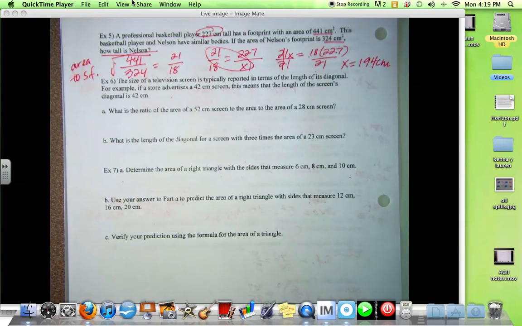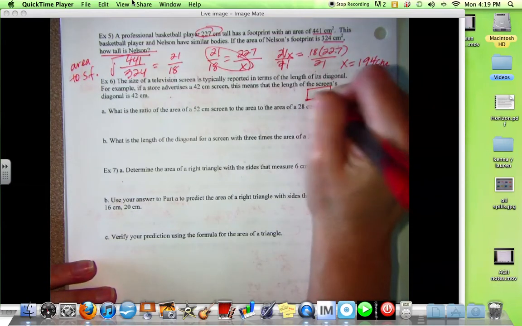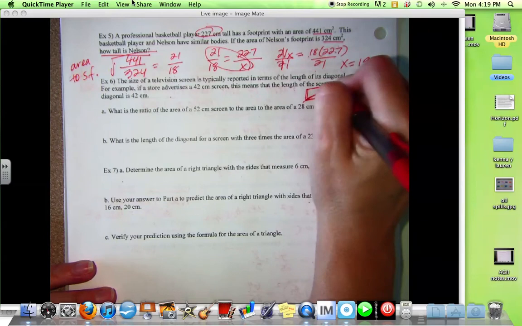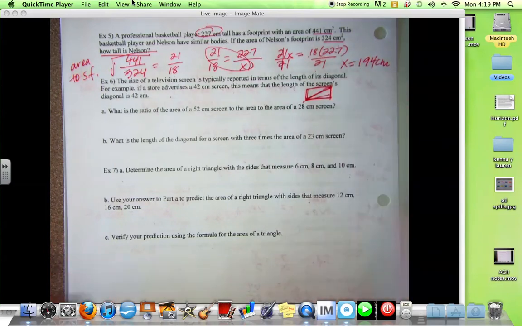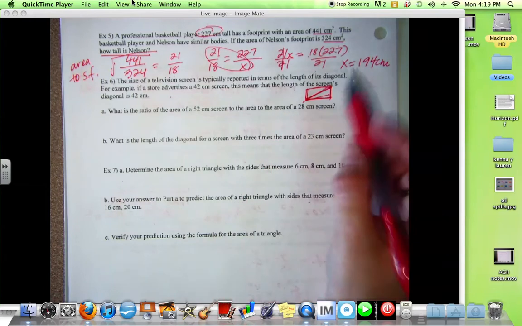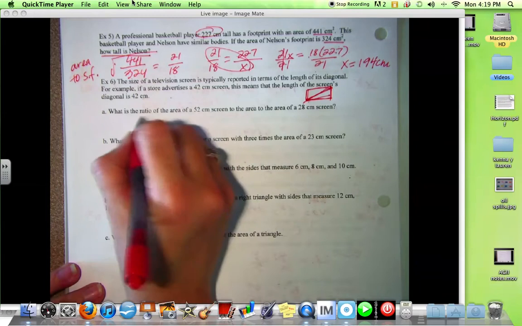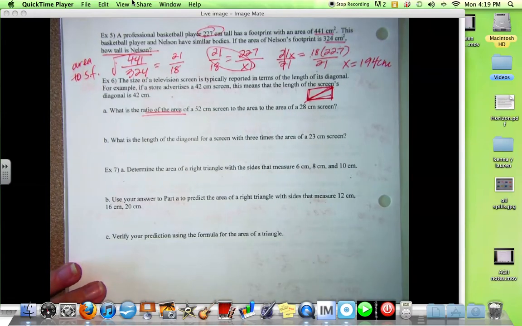The size of a television screen is typically reported in terms of the length of its diagonal. So the diagonal for your television screen, diagonal from this corner up to this corner. For example, if the store advertises a 42 centimeter screen, this means that the length of the screen's diagonal is 42 centimeters. What is the ratio of the area of a 52 centimeter screen to the area of a 28 centimeter screen? So you're asked to find the ratio of the area.